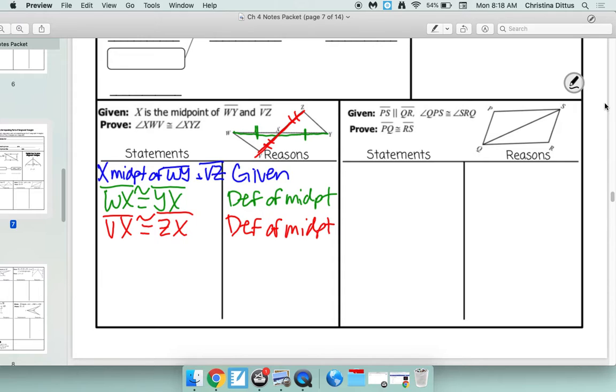I'm all out of my givens, so that means I have to look at my picture. Vertical angles. So angle WXV is congruent to angle YXZ because they're what kind of angles? It's just because vertical angles.